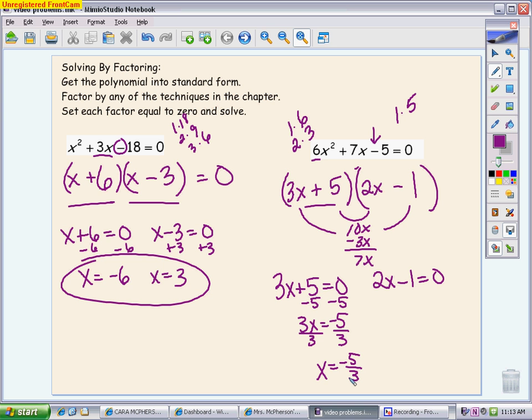And I'm going to leave it like that. I'm not going to write a decimal. It's easier to work with the fraction. And then I'm going to go over here. I'm going to add 1 and divide both sides by 2. So again, I'm getting 2 answers. The difference between this one and the one before is my answers are not whole numbers. They're not integers. We get fraction answers, which is perfectly acceptable.